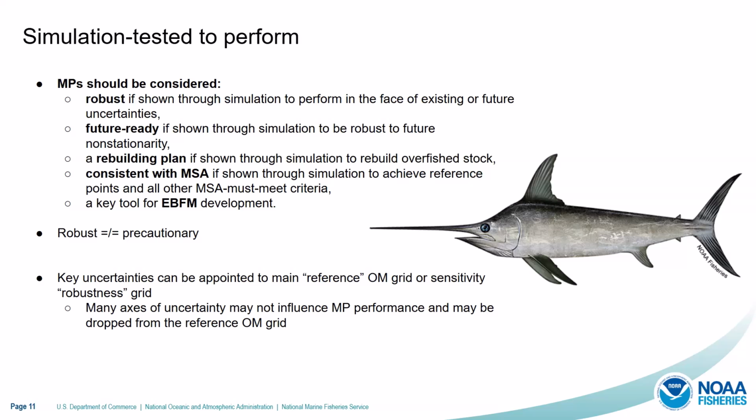And as a demonstration, I have northern swordfish pictured here, which underwent an MSE where the initial operating model grid was over 200 models. And ultimately, once it was culled for axes of uncertainty that were not important, the ending operating model grid is 9.